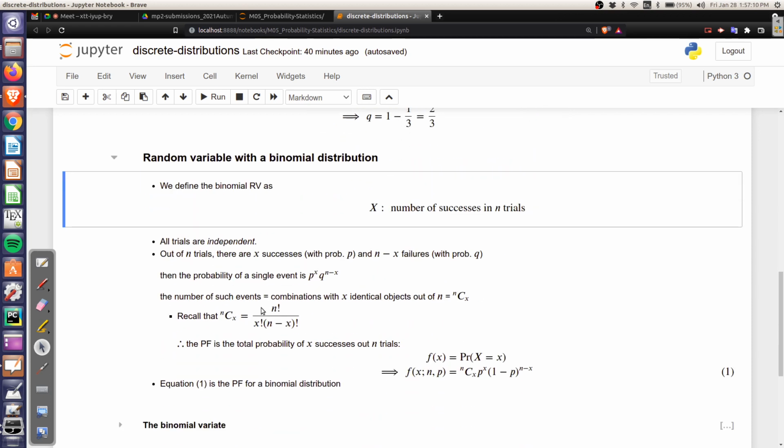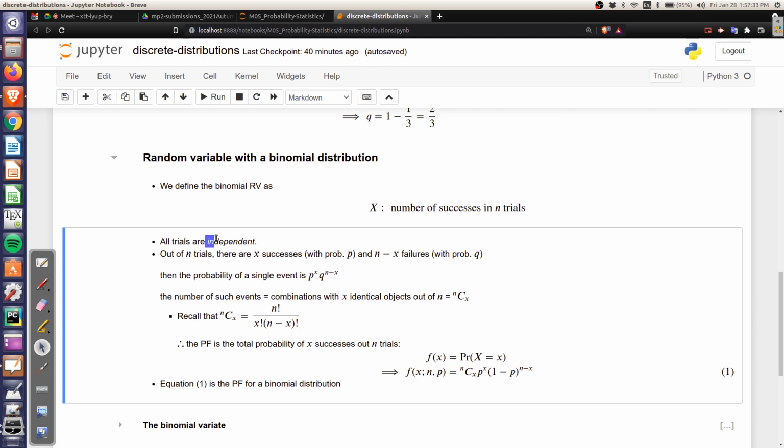Now all these trials have to be independent. This is another important point that you need to keep in mind regarding the binomial distribution. All the trials have to be independent of each other. So if I toss a coin now and I toss a coin after 1 second, or after 1 week, or after 1 year, these coin tosses will always be independent of each other. So all the trials are independent. That's an important criterion for any random variable or any process to have a binomial distribution.